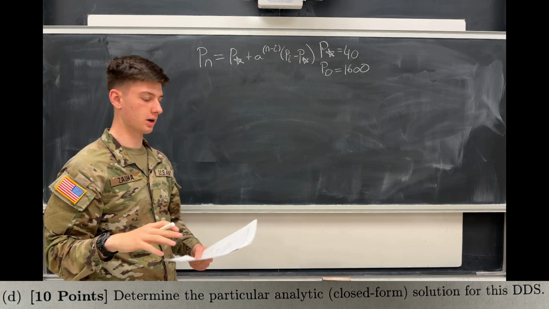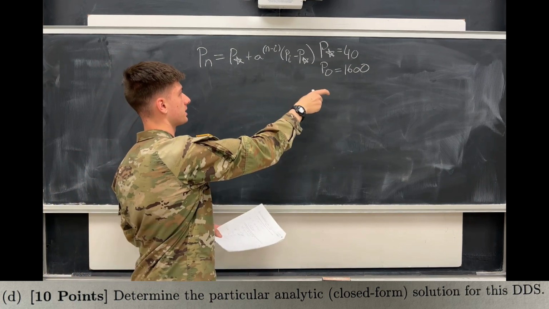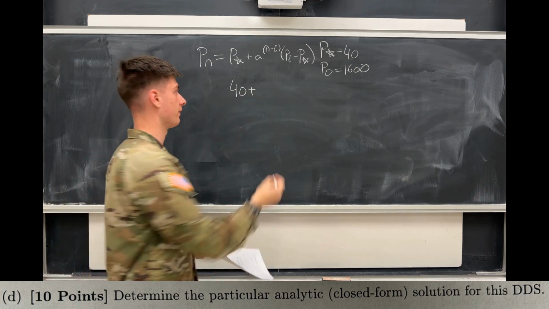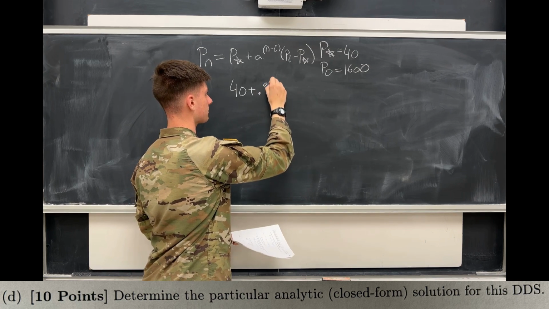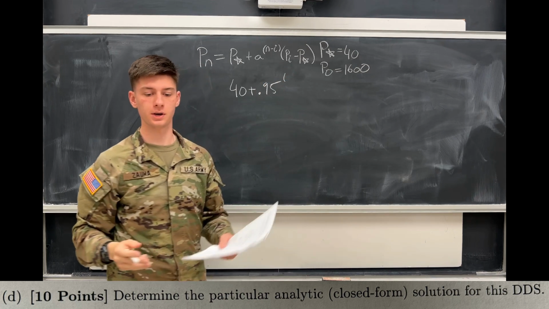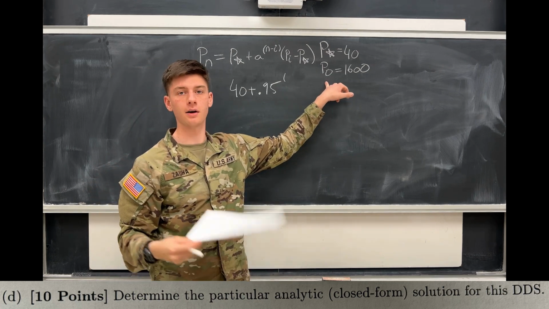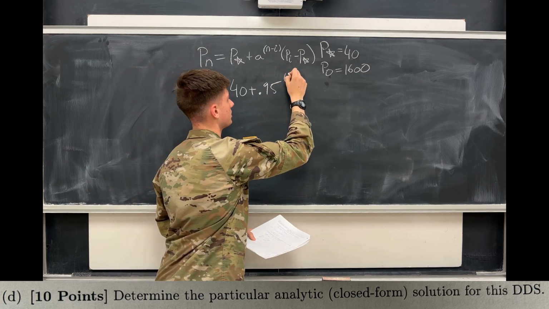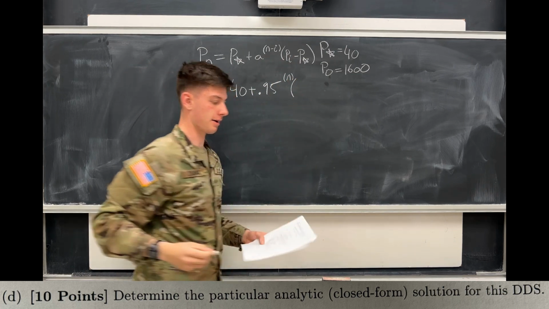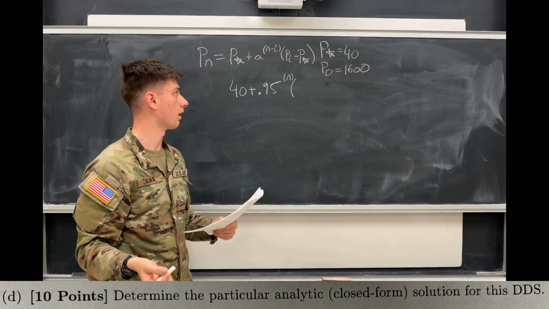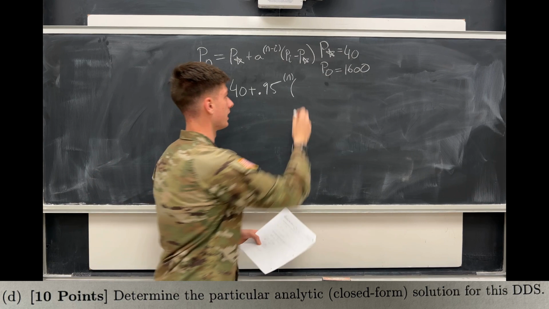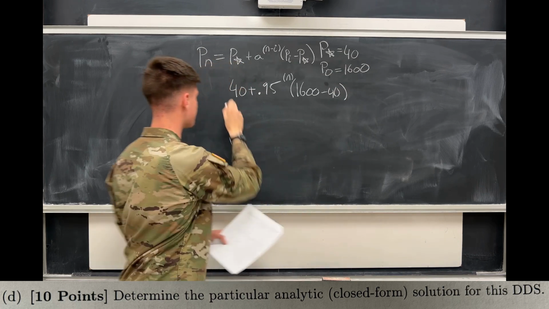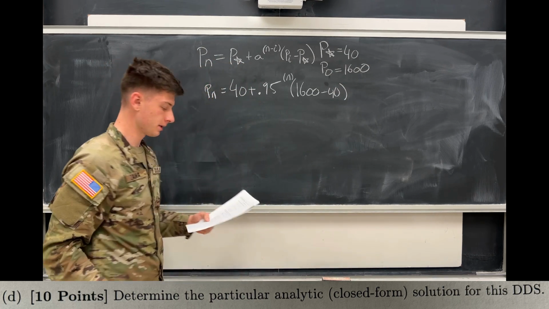So basically, you're going to plug and chug on this one. We know that P star is 40. We know that A is 0.95. And then we know that our I value, right, when we said P naught, that's our initial value, I for initial, is 0. So we're going to do n minus 0, which is just n. And then we're going to multiply that by our initial minus our final. So we're going to have 1600 minus 40. And this is all going to be equal to our P sub n.